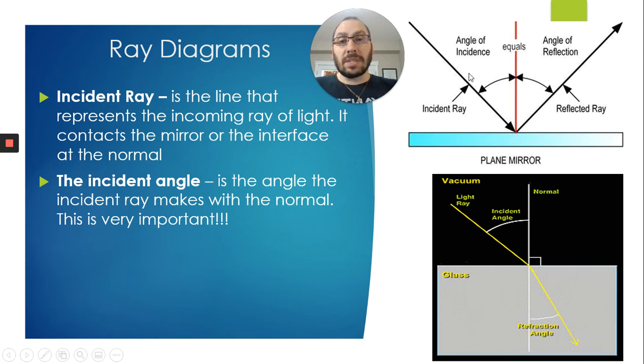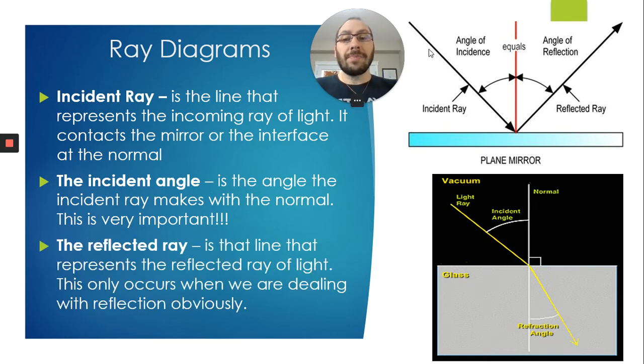One of the biggest misconceptions or mistakes students make is they measure the angle right here. For reflection, not a big deal. We can figure out the difference. For refraction, it sort of screws things up, okay? So the angle of incidence is right here. And down here, we have the incident angle, the exact same angle.